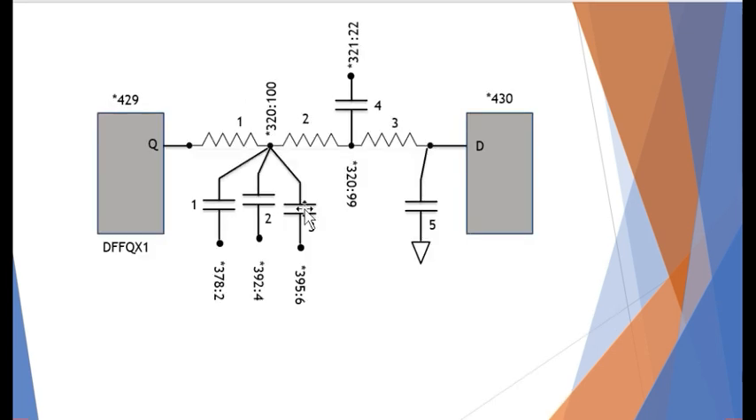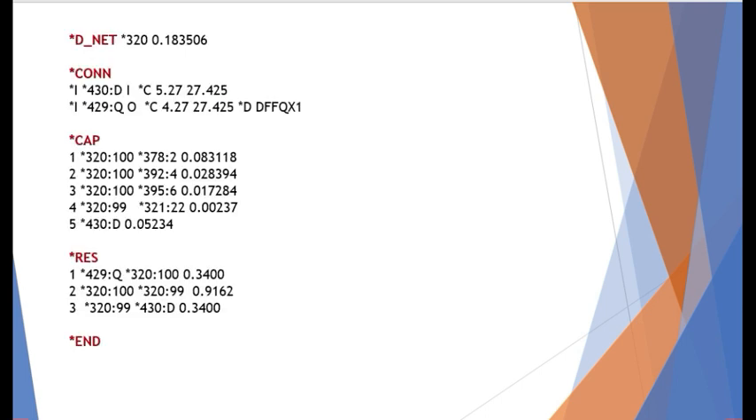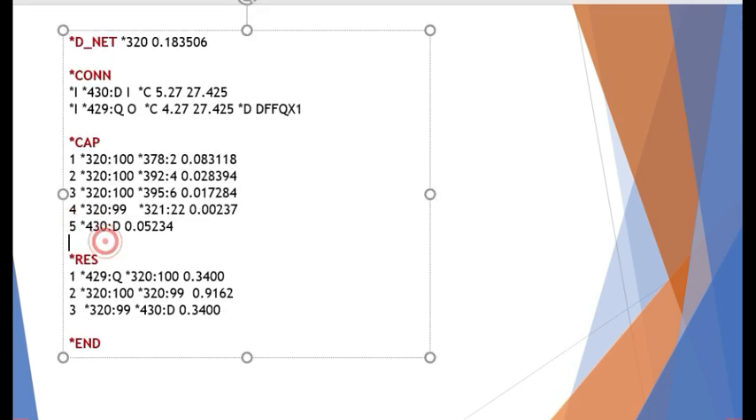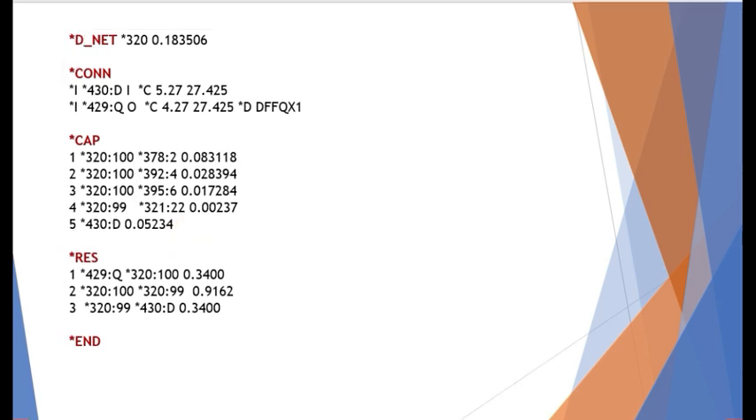Now come to the ground capacitance. The ground capacitance is defined at the D pin of this 430 instance, and its capacitance value is this one. So if it is defined with only one node, it means it's a ground capacitance. And if it is between two nodes, it means it's a coupling cap.